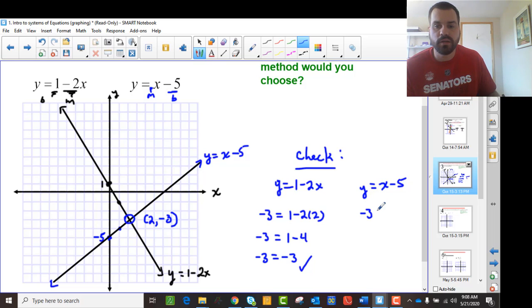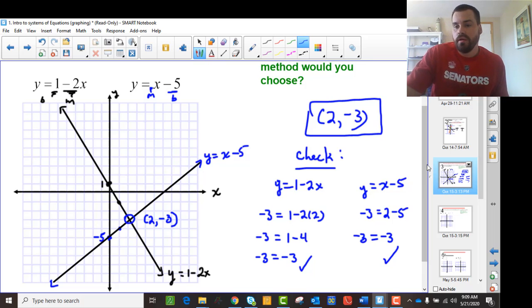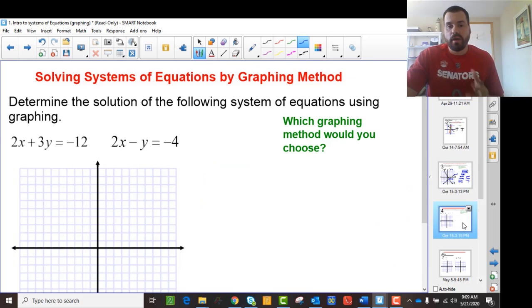And then over here, do the same thing. I go minus 3 is equal to 2 minus 5, and that gives me minus 3 is equal to minus 3, and I say, yep, that works as well. So then I know that solution, 2 and minus 3, is the solution. That is the right answer. Okay? So let's do another example with a different method of graphing.